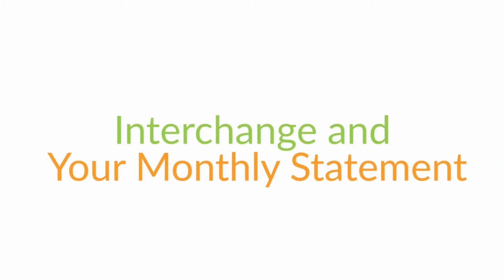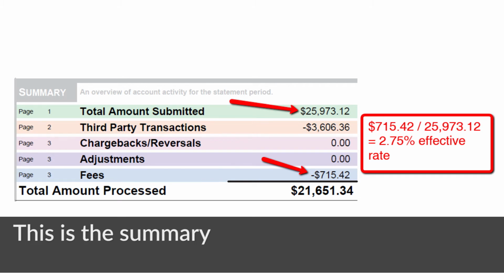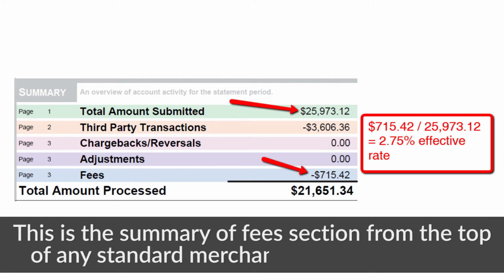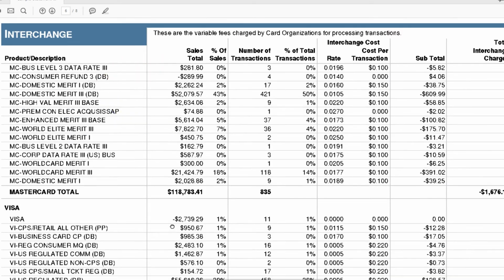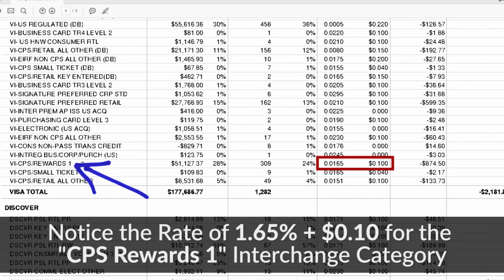So how does interchange relate to you and your monthly statement? Regardless of your pricing structure, whether it be Interchange Plus or tier-based pricing, you always want to pay attention to the end of the month fee, which can be used to calculate your effective rate, and that is listed right on your monthly statement. So when your statement comes each month, you'll see interchange categories listed on it along with associated interchange category labels. So on this statement, for example, categories like Merit 1 or Merit 3 debit or CPS Rewards 1, for example, those are all interchange categories that exist for specific credit cards that consumers are currently using to pay you with.